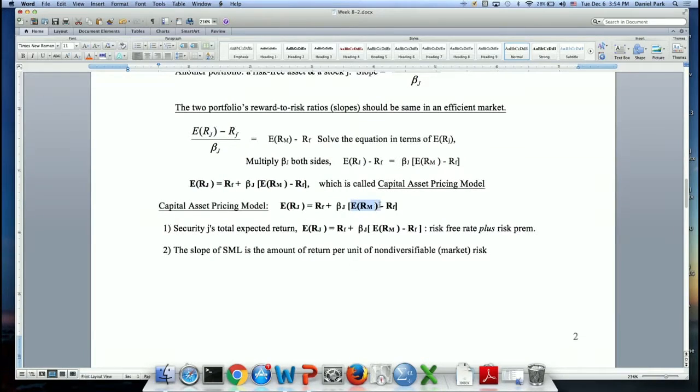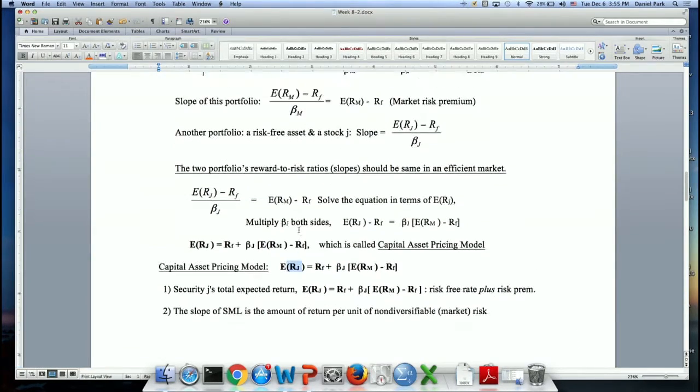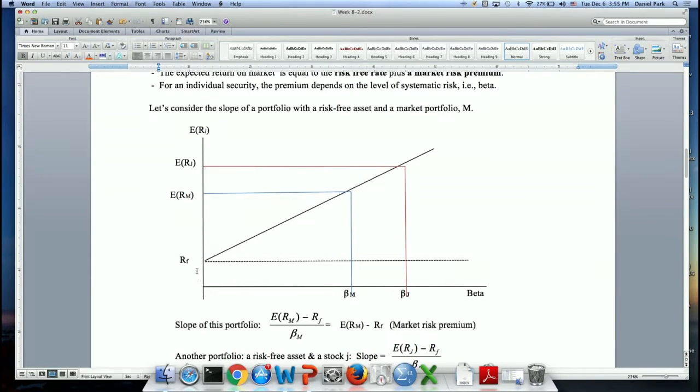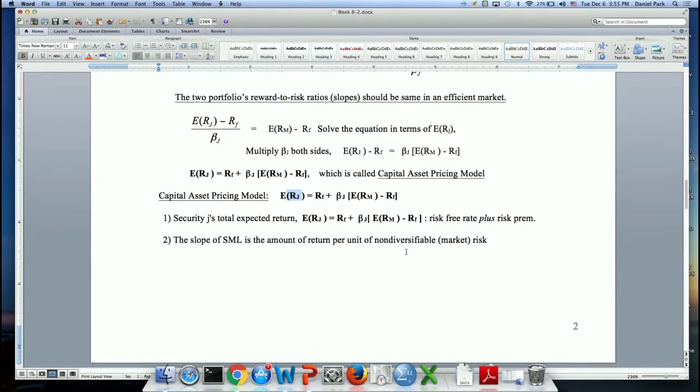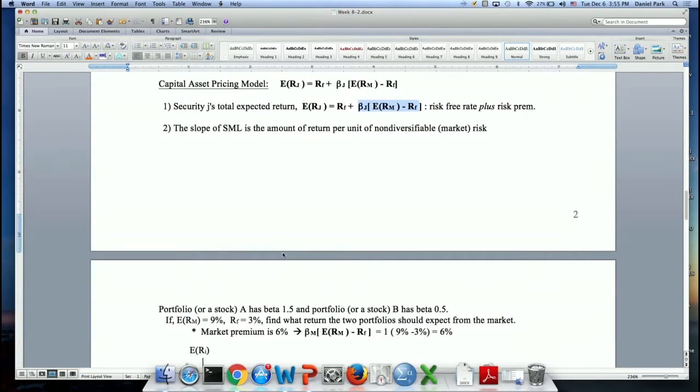Inside the equation, this is the market risk premium, and we multiply by the specific asset's risk, or beta, and then we add risk-free. So what ERJ means is this portion plus the risk premium. That's what the formula does. So any security's expected return has two parts: the risk-free rate, RF, plus the second part, the whole part, which is the risk premium for this stock J or asset J. And the slope is the amount of return per unit of risk.